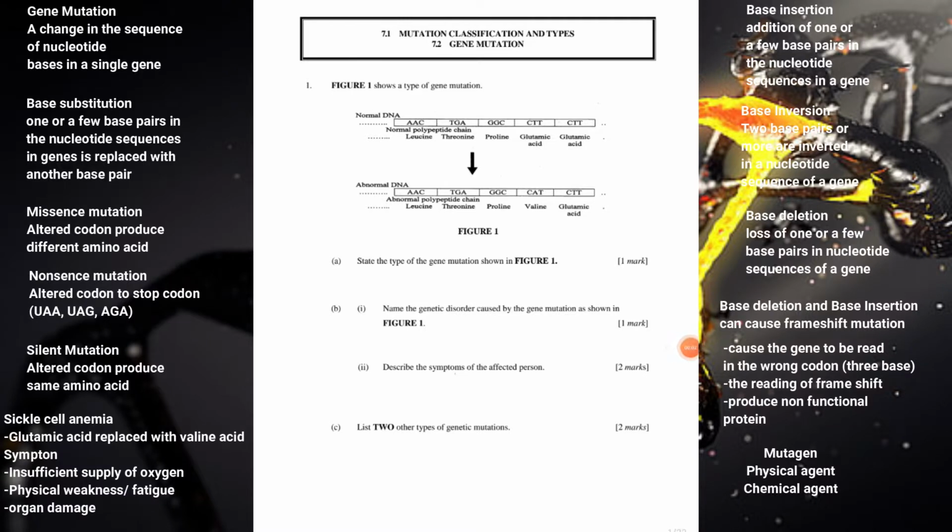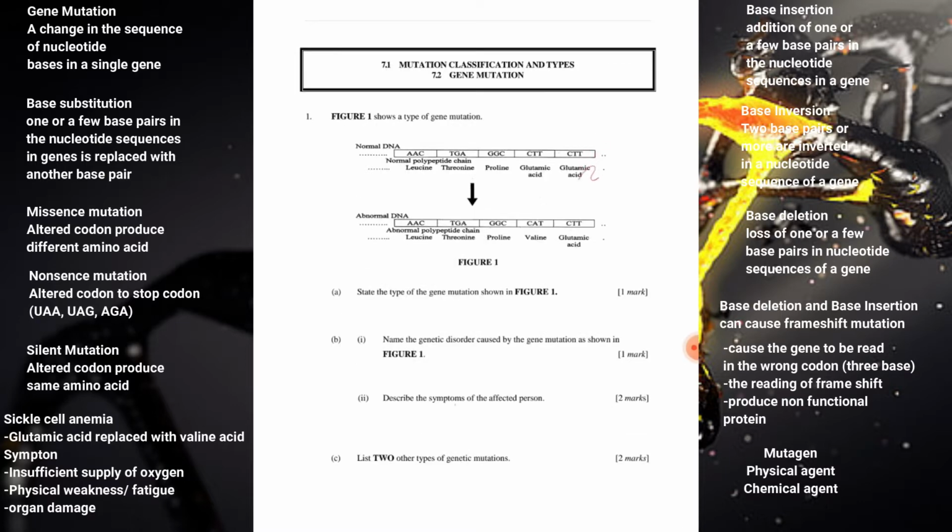Okay, figure 1 shows a type of gene mutation. This one is normal DNA. This one is abnormal DNA. So here you look at amino acids here. Leucine is going to be the same. Threonine is also the same. Proline is also the same. Okay, glutamic acid has now changed to valine here.